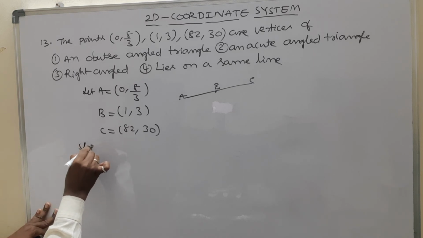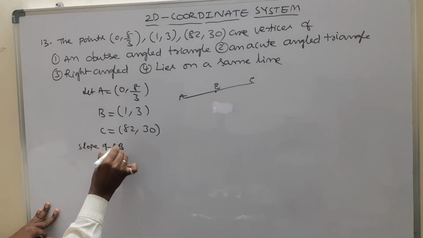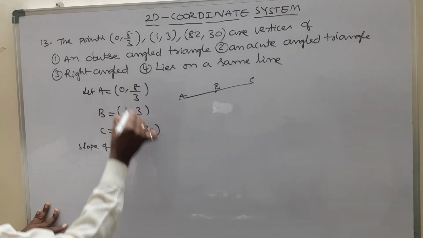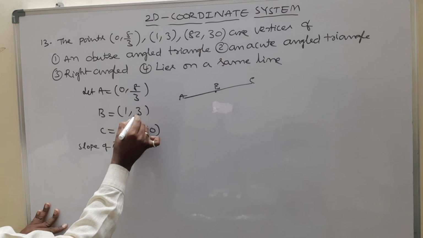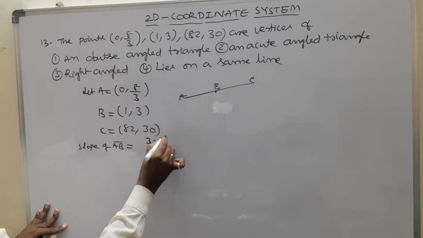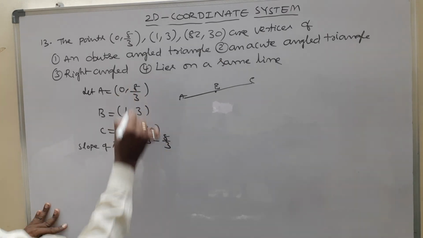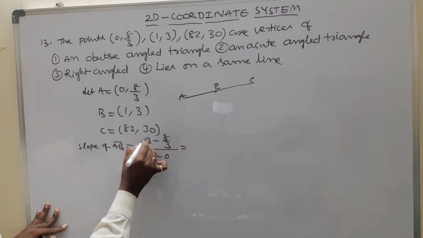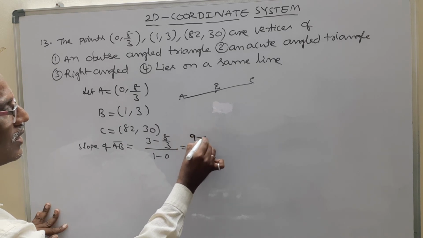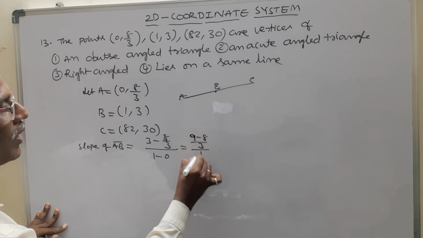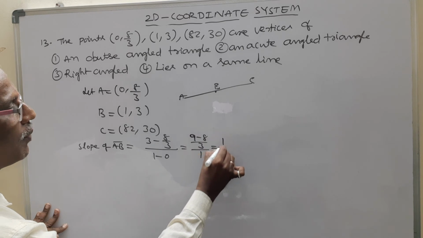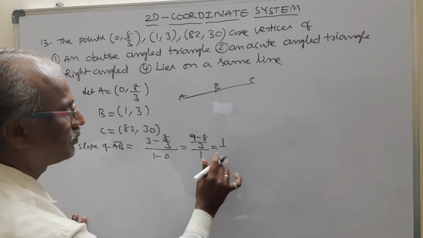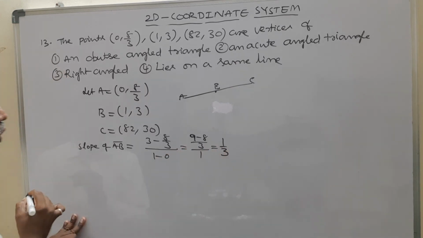Here to find the slope of AB. Slope of AB is difference of y coordinates by difference of x coordinates, x1 y1, x2 y2, y2 minus y1. 3 minus 8 by 3, by 1 minus 0. Here 3 is the LCM. 3 threes 9, 9 minus 8 by 3 by 1, 9 minus 8 is 1, 1 by 3. Slope of AB equal to 1 by 3.